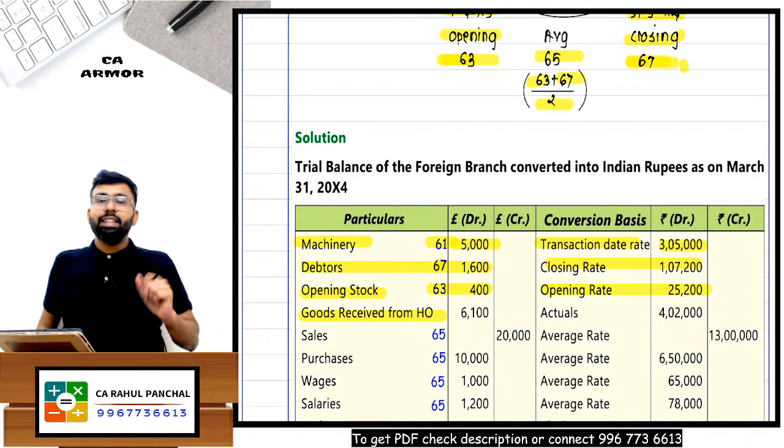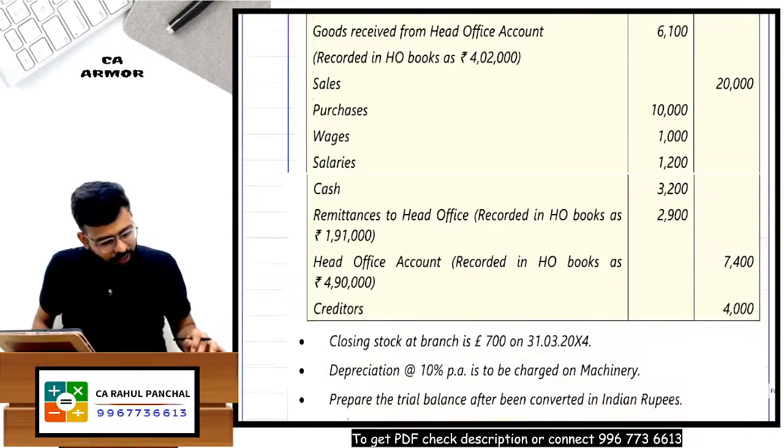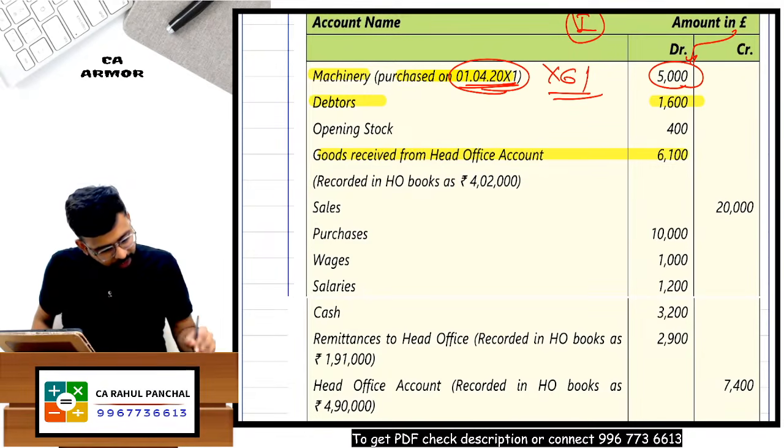Good. Goods received from HO. First I will highlight this. Goods received from HO. Answer is given.